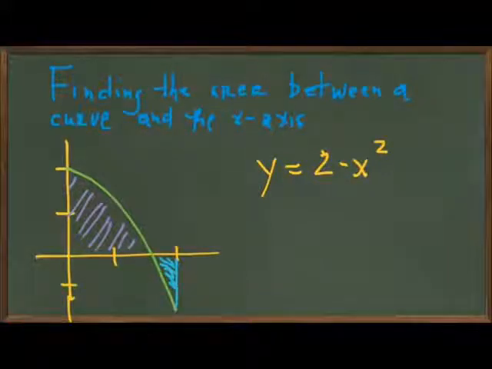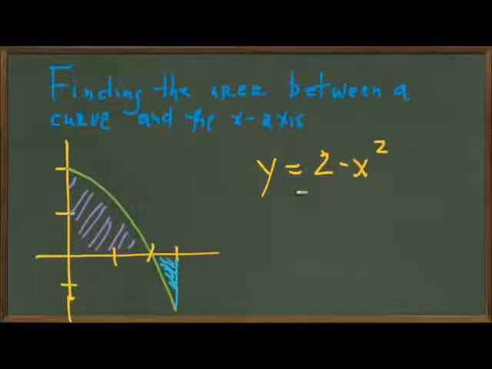In this video we're going to use the definite integral to find the area between a curve and the x-axis. So we have drawn below here to the left the function y equals 2 minus x squared. And we should notice that this function intersects the x-axis at this value right here.